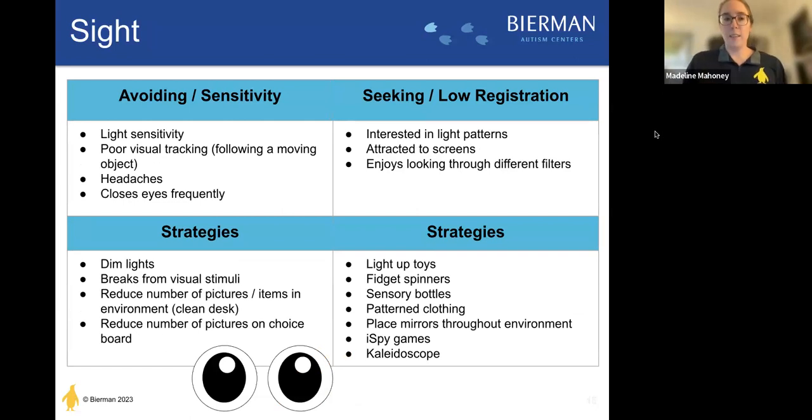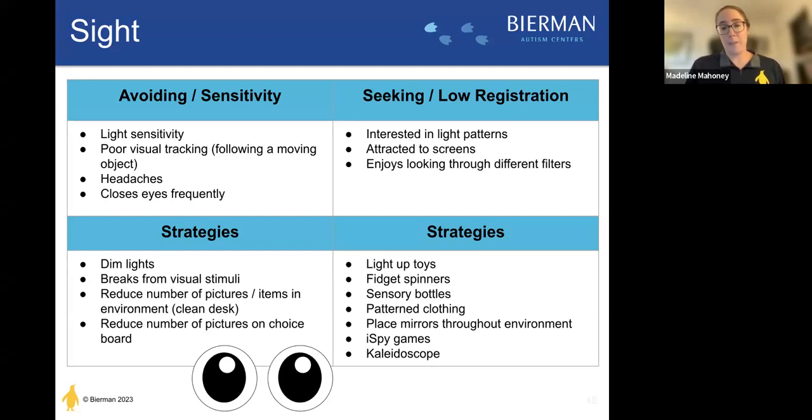Okay, so the next sense we're going to talk about is sight. If someone is avoiding or sensitive, they're going to have a lot of light sensitivity, maybe poor visual tracking, which just means your ability to follow a moving object. Maybe these kiddos get a lot of headaches or close their eyes frequently. So some strategies we can use to help these kiddos would be to dim the lights. In our clinic, there's a lot of fluorescent lighting, so anytime we can go into one of the smaller rooms and turn down those lights or use a different kind of light can be really helpful for kids.